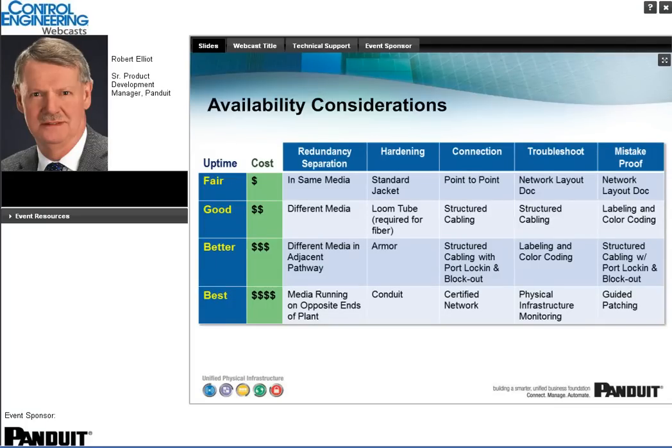The availability considerations that we've also talked about: redundancy and separation, hardening, the connection type, point-to-point or structured cabling, troubleshooting, what kind of devices or aspects can help us there. And then finally, to promote the reliability and the uptime of the network that Mike talked about, what kind of mistakes can we avoid and protections can we put into place?